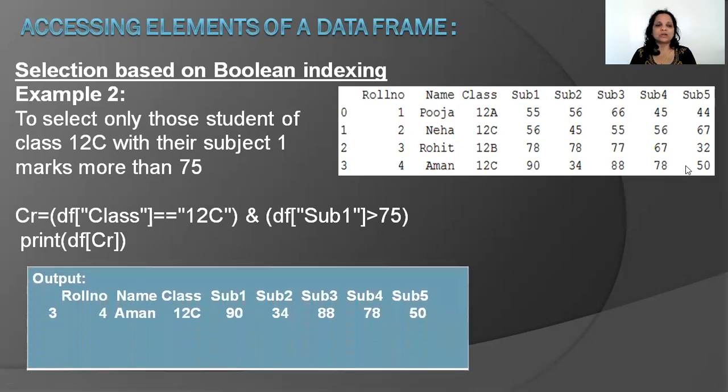So DF of CR. Now if you see in this example, who's in 12C? Neha and Aman. But Neha's subject 1 marks are not more than 75, so she can't be displayed. So it's only Aman whose record gets displayed. This is an example of an AND operator.